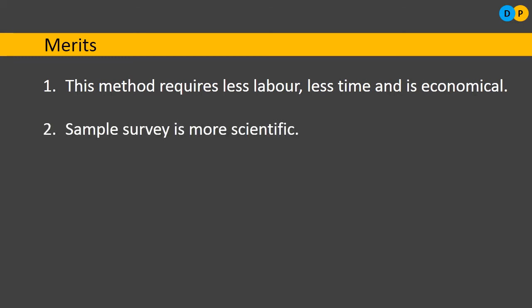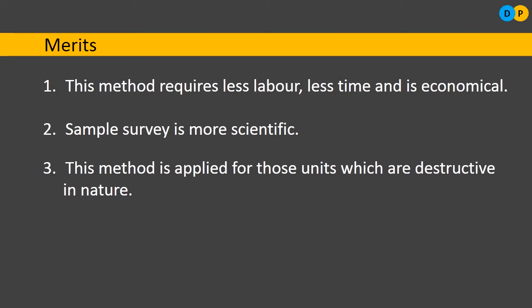And the second merit is, sample survey is a more scientific one. Yes, it is very true. Census enumeration is not a scientific one, because first of all, you cannot conduct a large scale exercise too often for each type of survey. You cannot go for census enumeration. But a sample survey is always scientific. While choosing the sample, you will be following certain statistical techniques, whether it may be stratified random sampling or simple random sampling. There are different varieties. You will be going through the sample in a scientific way. Simply, you cannot draw a sample out of a population. You have to follow certain rules. So that's why sample survey is a more scientific one.